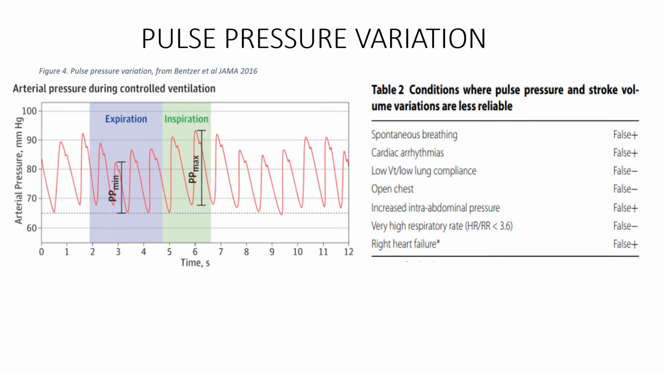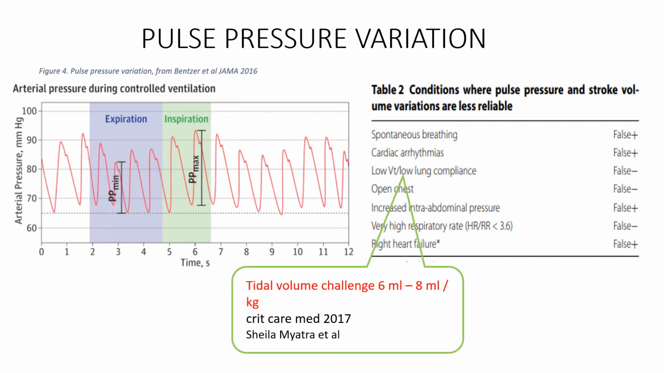And these are the conditions where you get false positive and false negative. In ARDS patients, especially severe ARDS patients, it is difficult to do it because of low lung compliance. And again, in increased intra-abdominal pressure, it is false positive if you take it at 13%, and it's recommended that you use 20% as a cutoff in patients with increased intra-abdominal pressure. And the respiratory rate is also important. As you can see, the heart rate and the respiratory rate ratio is important. And again, in right heart failure, it is very difficult to interpret it. It is false positive, and you cannot really use it in right heart failure.